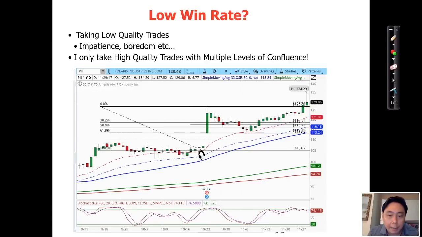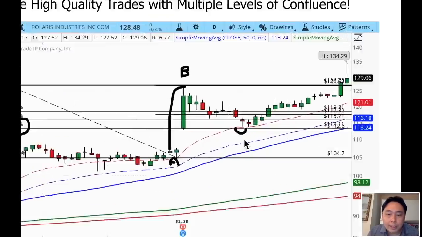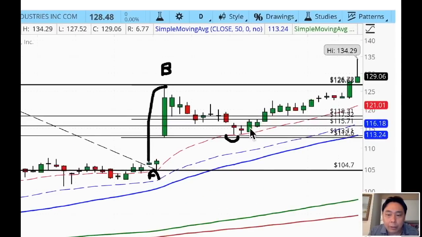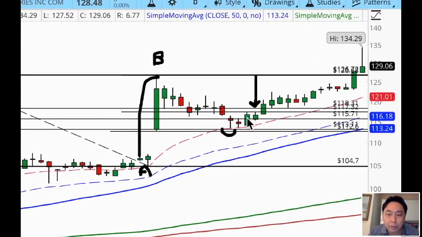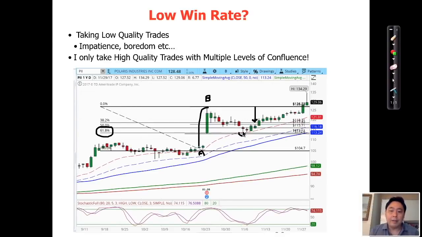Okay, so this is A to B, right? That's the impulsive wave, and this is a corrective wave, which is exactly at the 61.8% Fibonacci level over there, right? So in other words, this point, which I entered by the way on this candle over here, I entered on this candle, waiting for the confirmation of the bounce. So why did I enter? Because it found support at the moving average plus the Fibonacci level. So it's double confirmation. Plus you can see that the stochastics over here is oversold, telling us the price is oversold, it's going to bounce up.